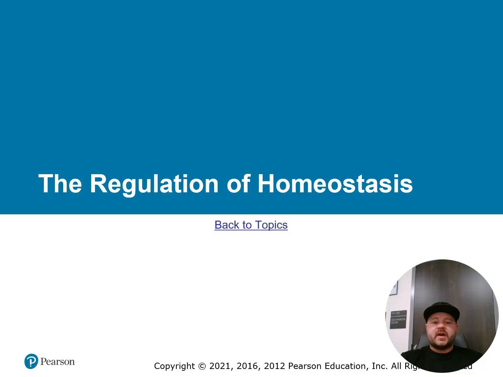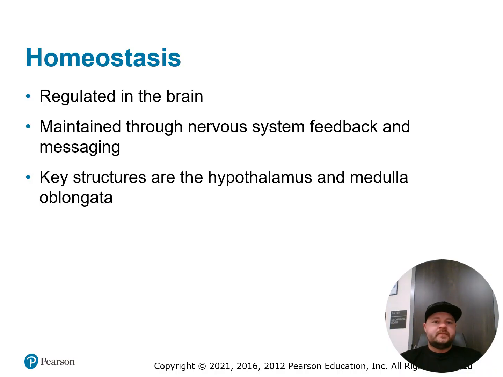So we'll talk about the regulation of homeostasis. Homeostasis is just the body's process of maintaining a stable internal environment. Homeostasis is regulated in the brain. It's maintained through the nervous system feedback and messaging. The key structures are the hypothalamus and medulla oblongata.